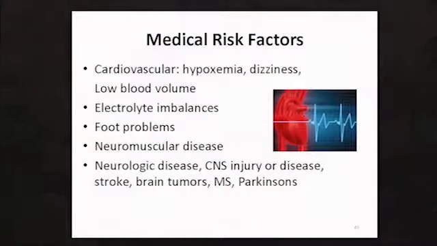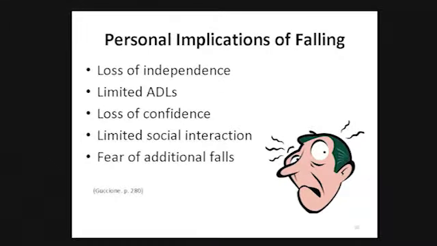How about medical risk factors? Cardiovascular problems, low blood oxygen, hypoxemia, dizziness, low blood volume. How many of these people are drinking enough? Okay, they tend to get dehydrated. Electrolyte imbalances. How many have problems with digestion and poor nutrition? Okay, that can contribute. Problems with their feet, neuromuscular disease. Maybe they have MS. Maybe they have Parkinson's. Central nervous system injury. Maybe they had a stroke, brain tumor. Okay, so lots of risk factors. Make sure these are properly medically managed and that you know exactly what they are.